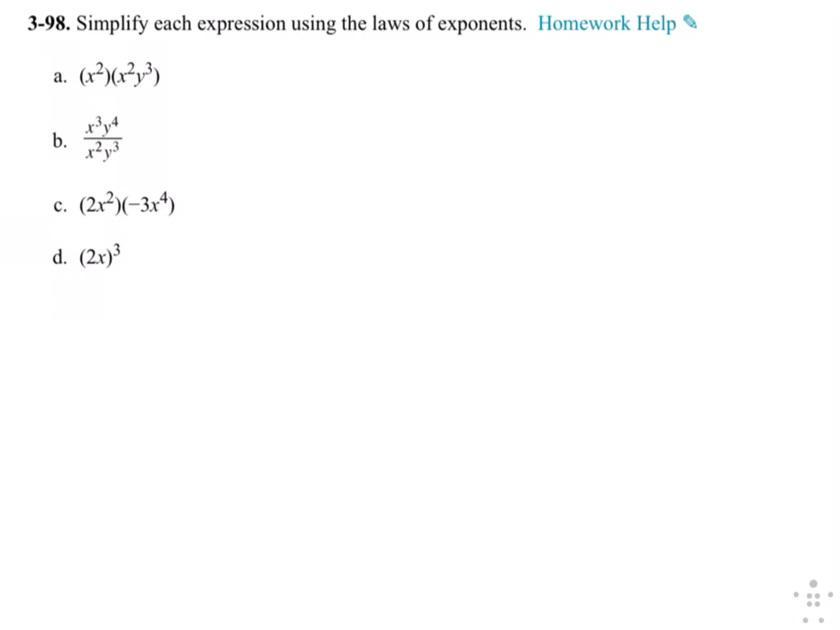Okay, for 98, they want us to simplify. So A, I have x squared times x squared, that's x to the fourth. And then I have y to the third, right? So x to the fourth, y to the third.